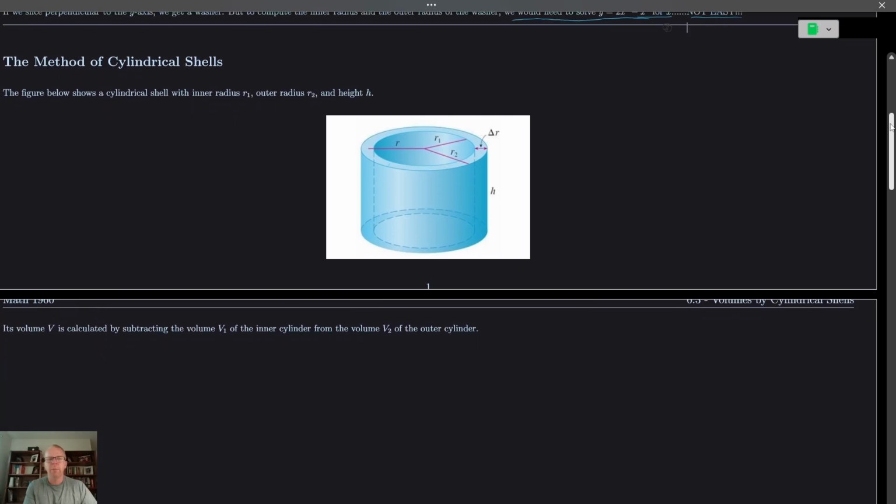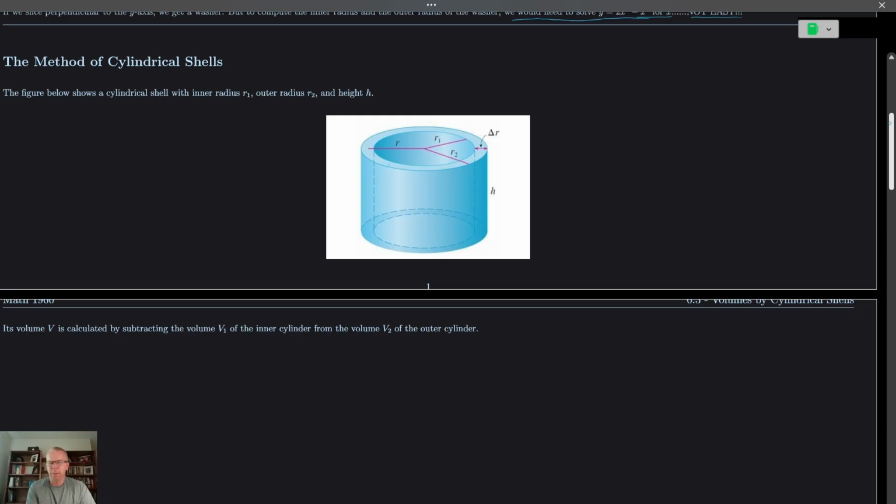So we can see from this figure here, we have a cylinder. It's hollowed out in the middle. If we take the radius from the center to this inner wall, we get R1, and then from the center to the outer wall, we get R2. The difference between those we're going to call delta Y. And then, of course, we have the height.